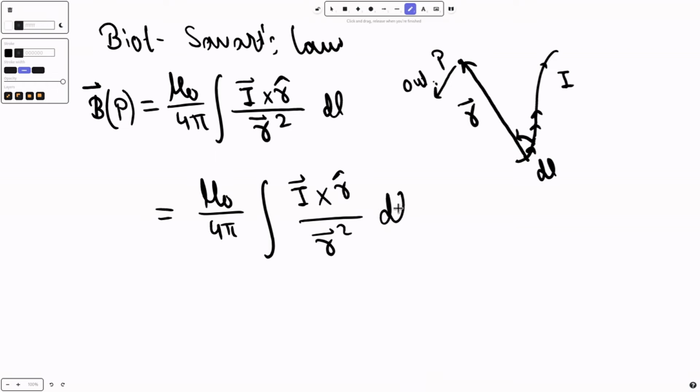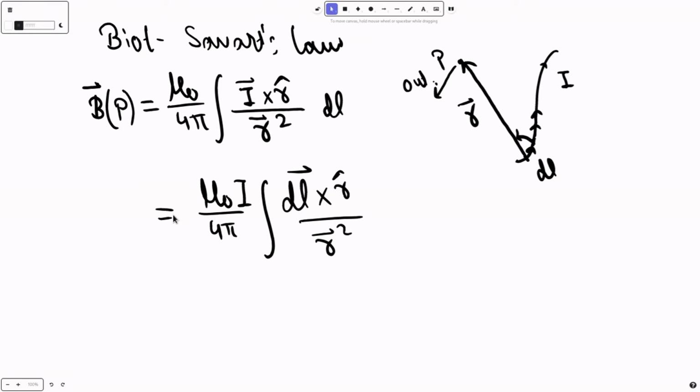We have this. But what we can write is that since the magnitude of I is constant because it's a steady current, we can actually take I outside. And this dl is already a vector, it has a certain direction. It has this direction here and this direction here. So dl has certain directions, right? So what we can do is take that direction for dl and put it right here. So we get mu naught I by 4 pi integration of dl cross R-hat by R squared, without changing anything physically significant.